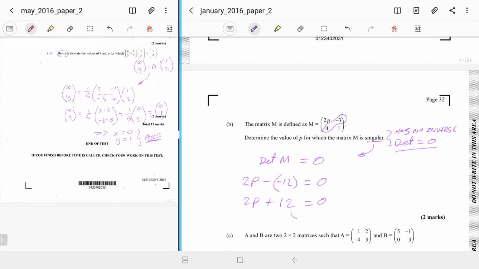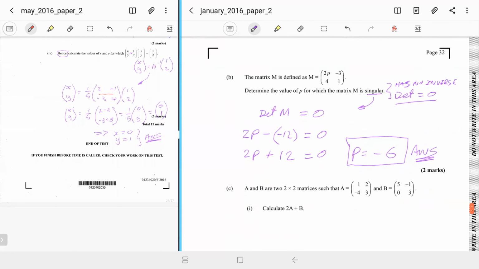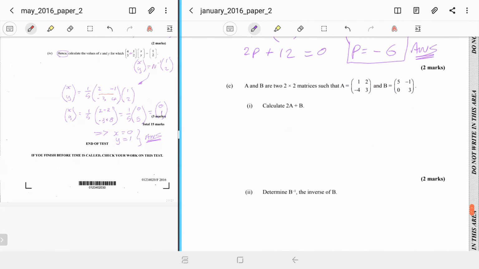2p plus 12 equals 0. Moving the 12 over, we get negative 12 divided by 2. We see that p equals negative 6. P equals negative 6. That is the answer right here. Do you get that? Good? Yes, sir. All right, good. Next part now.